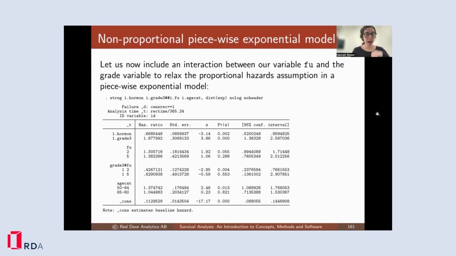We can see that we have a hazard ratio for our exposure of interest, hormonal therapy, which is 0.67. Remember that this hasn't been interacted with time, so this hazard ratio is constant across the whole of our time scale. And then we have a main effect of the grade variable, and we have the main effect of the follow-up variable. But we also include this interaction variable here. And we have the age category variable and the constant variable, which represents the baseline hazard when everything else in the model is equal to 0.